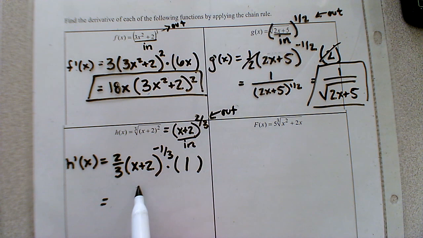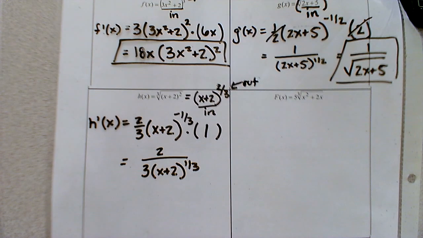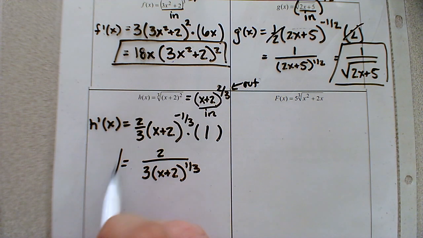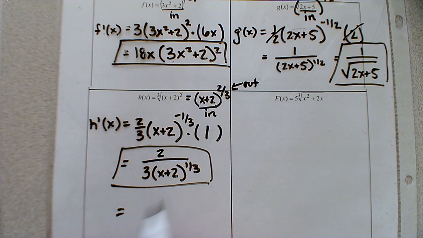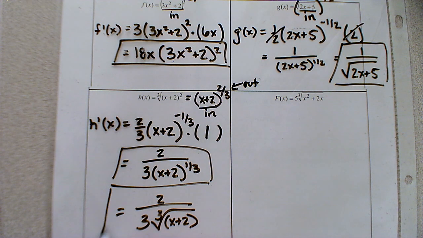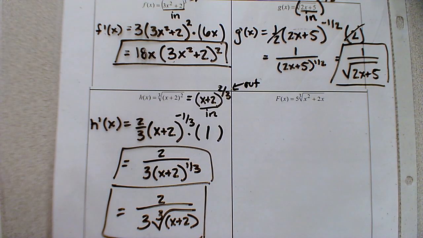If we rewrite it, we can move the negative power to the bottom. That way it becomes positive. Right, so there's one possible result for your derivative, but you could change it back to a root, and it would be a cubed root of x plus 2. So again, either one of these would be perfectly acceptable.